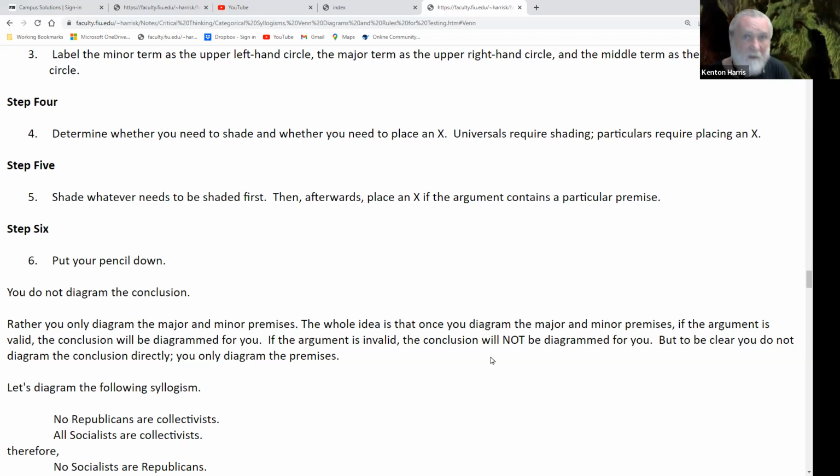On the other hand, if you diagram the premises and the conclusion isn't diagrammed for you, well, then that shows you that the argument's invalid. The conclusion says more than what the premises warrant, right? That's the whole point of using diagrams to determine validity, okay?